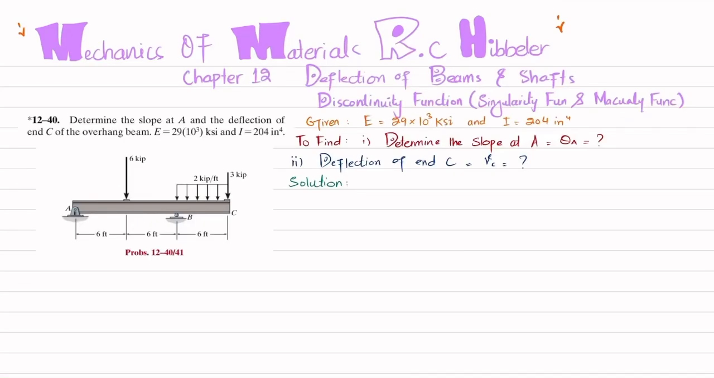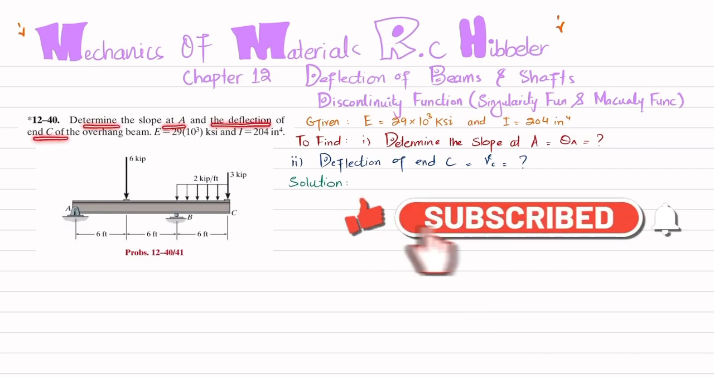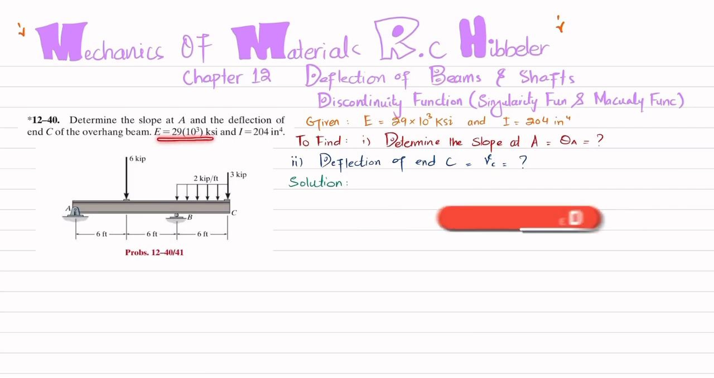Welcome back. Problem 12-40. This problem is taken from chapter number 12, Deflection of Beams and Shafts, and the book name is Mechanics of Materials by R.C. Hibbeler. The statement is: determine the slope at A and deflection at C of the overhang beam. E is equal to 29 into 10 raised to power 3 ksi and I is 204 inch to the power 4.